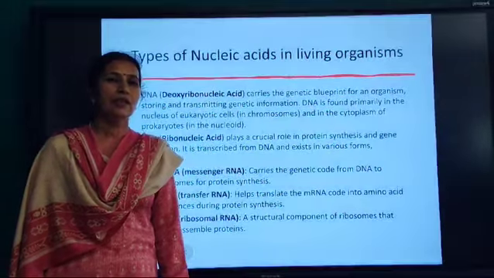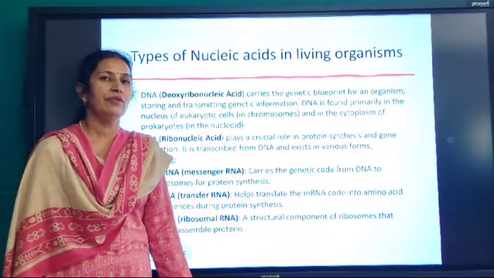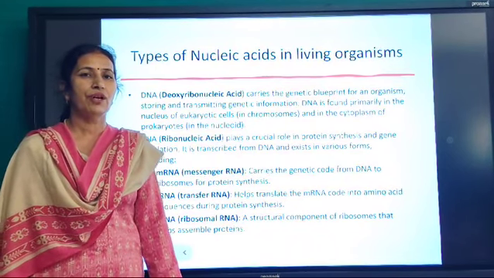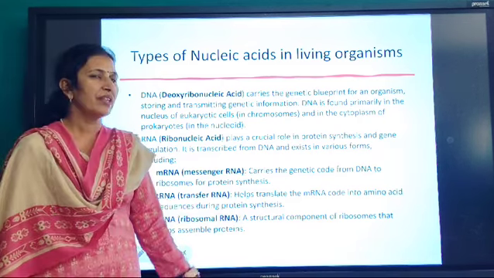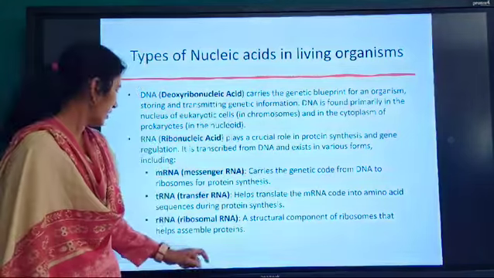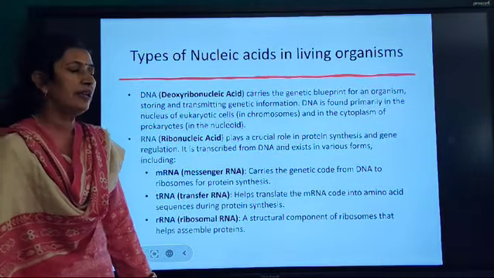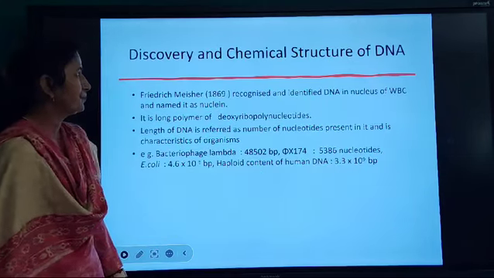There are different types of RNA. One is mRNA, which carries the genetic code for protein synthesis. Second is transfer RNA, which translates the genetic code into amino acids. Third is ribosomal RNA, which is a structural component of the ribosomes.